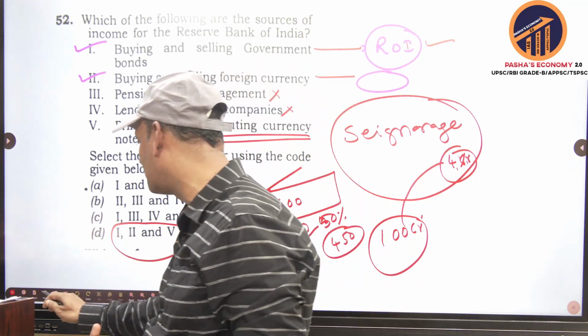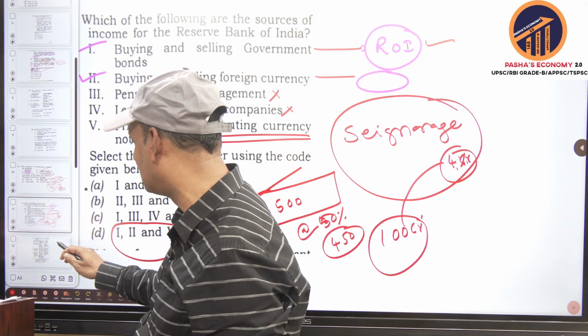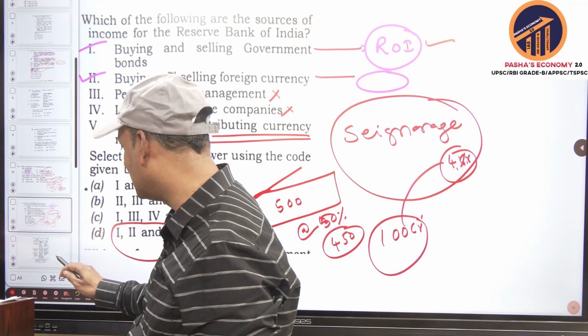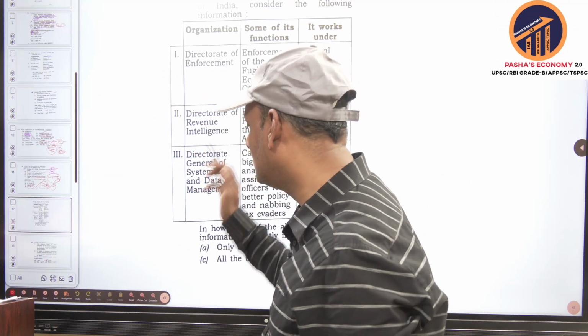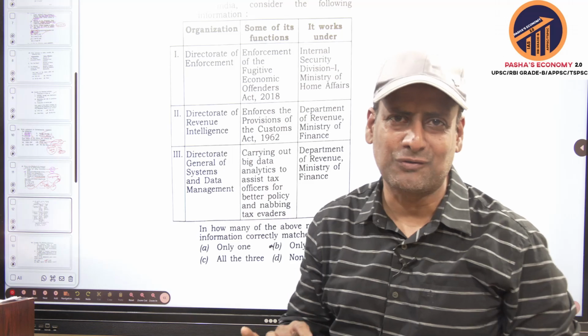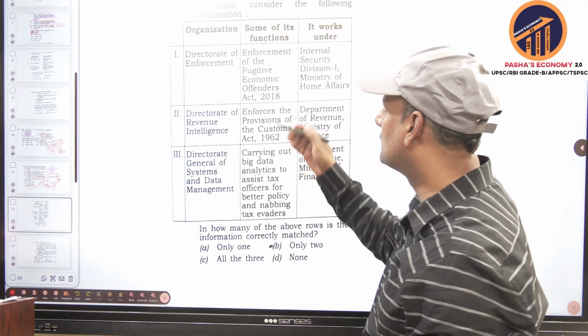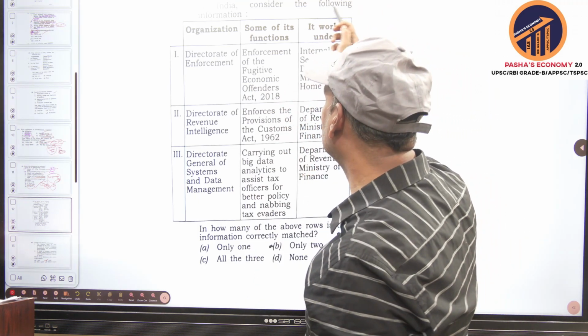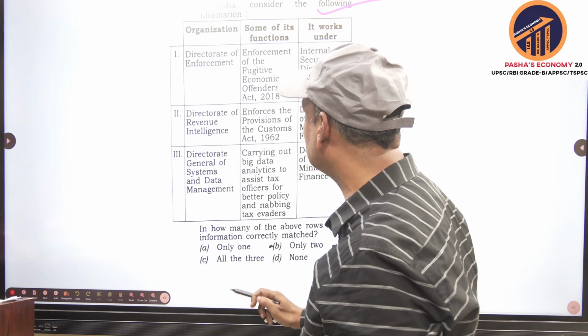So here the question is simple to answer. I hope maximum students have done this in a proper and genuine manner. See, this is also a very interesting and very simple question, directly connected to our class notes where we have discussed in the UPSC exams, right? See, the point is, with reference to the Government of India, consider the following information.